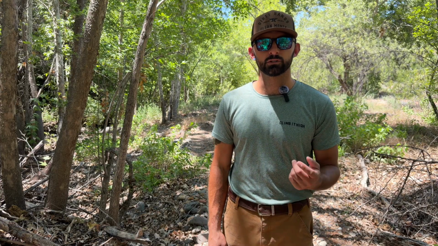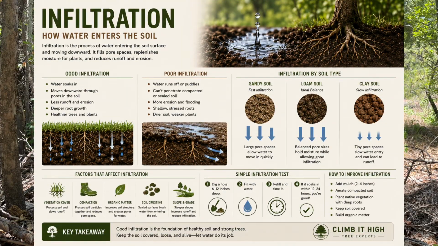Many problems that appear above ground actually begin years earlier below ground. Now let's bring everything together. Once rain reaches the ground, several different processes begin happening at the same time. The first is infiltration. Infiltration is simply the movement of water from the soil surface into the ground. Once water has entered the soil, gravity continues pulling it downward. The movement through the soil profile is called percolation.